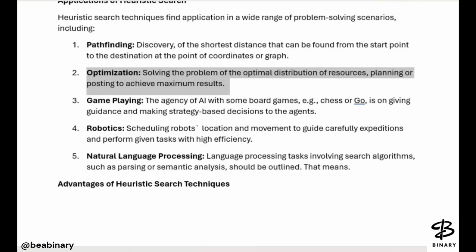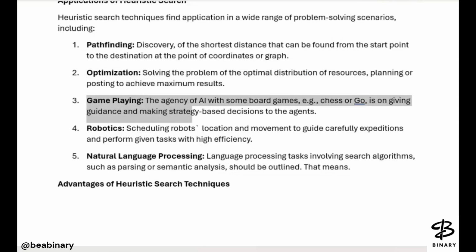Then game playing is another application where we are using the heuristic approach. Why? An AI agent with board games such as chess or Go is given guidance and makes strategy-based decisions, right? Different nodes where it can move to, further finding the optimal solution again.